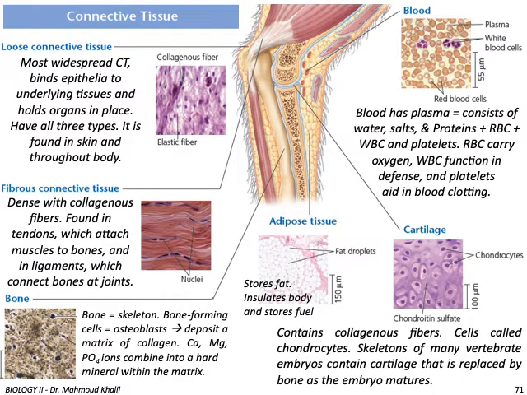The other type is cartilage, and of course we know cartilage contains collagenous fibers, and the cells responsible for forming the cartilage are called chondrocytes. The skeleton of many vertebrate embryos contains cartilage that is replaced by bone as the embryo matures. So that means that the embryo in the uterus of mothers always first originates as cartilage, and then this is replaced during development inside the uterus into bone before delivery of the baby.